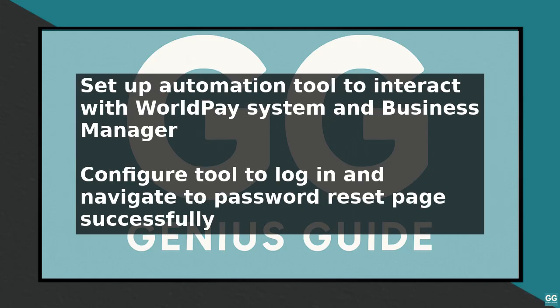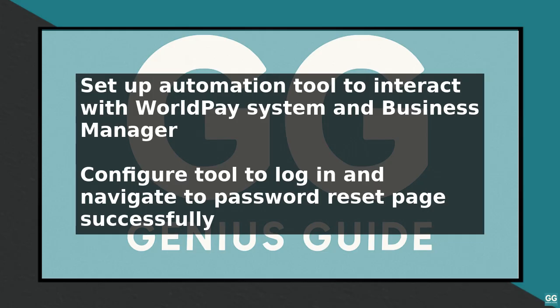the WorldPay system. The next step is to set up the automation tool to interact with the WorldPay system. This involves configuring the tool to log in to the WorldPay Business Manager, navigate to the password reset page, and enter the required information to reset the password. You can use a scripting language such as Python or a software program such as Selenium to automate this process.